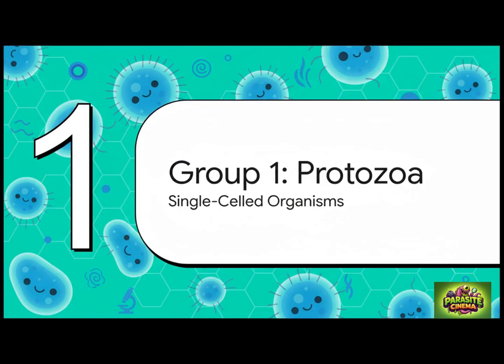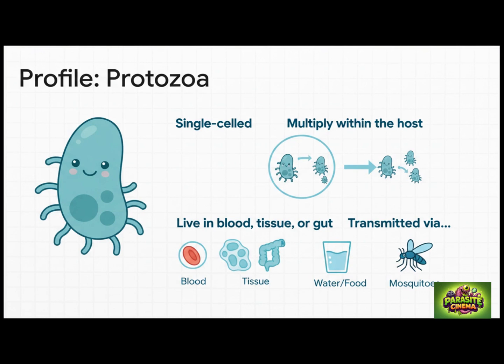First up, Group 1, the Protozoa. These microscopic single-celled organisms are the tiny powerhouses of the parasite world. Let's look at their profile. They're single-celled organisms, and here's the really crucial part: they multiply inside the host. This means a small infection can quickly become a huge one. You'll find them inside our cells, in our blood, or in our gut.